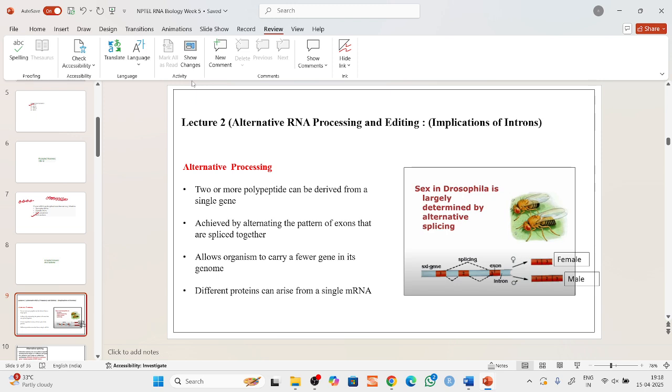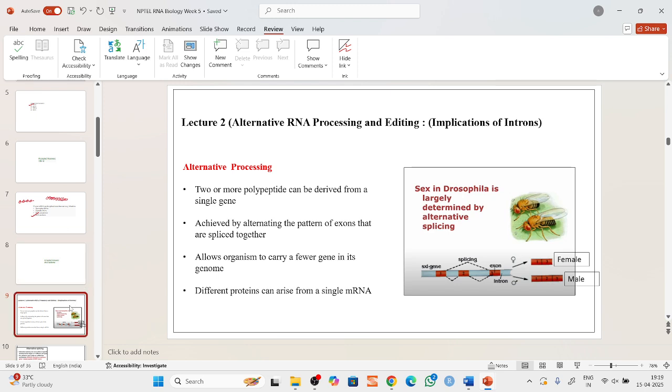So, alternative splicing means two or more polypeptides can be derived from a single gene. A single gene can give rise to two or more polypeptides by choosing different exons, achieved by alternating the pattern of exons that are spliced together. It allows an organism to carry fewer genes in its genome, and different proteins can arise from a single mRNA.